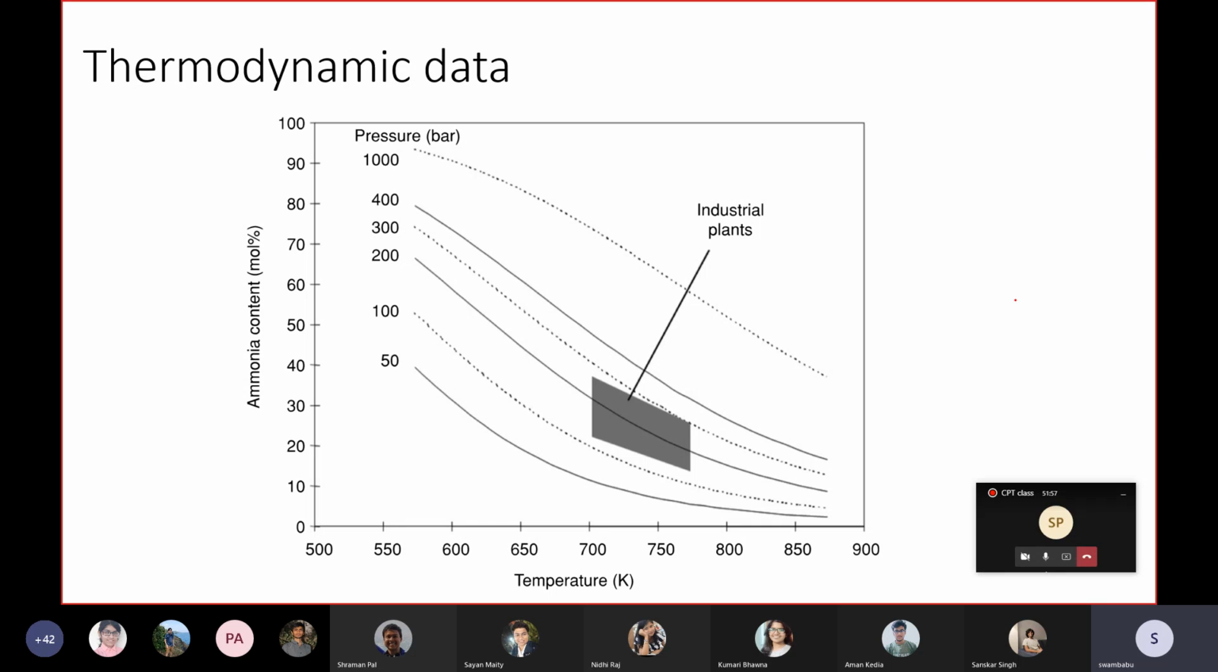So, let us see the thermodynamics of this ammonia reaction: N2 plus 3H2 gives 2NH3. Every thermodynamic data graph will have either conversion or ammonia content on the y-axis.